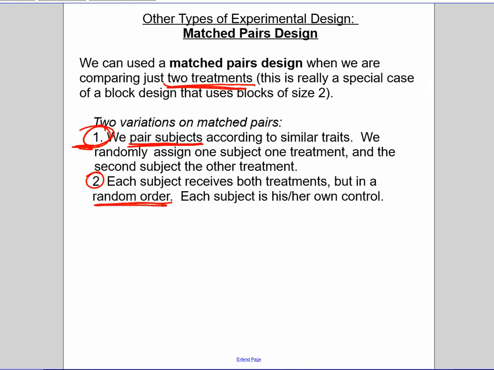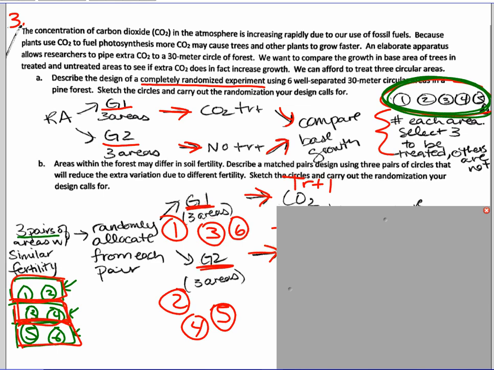All right, so now let's talk about option 2 here. This is our second variation on matched pairs. This was like that chocolate chip cookie that I kind of talked about. Each subject receives both treatments, but in a random order. So let's look at an example of that.